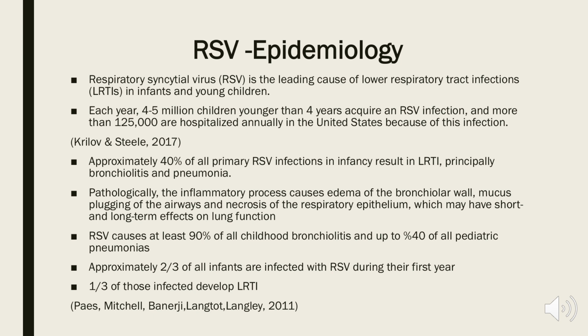Pathologically, the inflammatory process causes edema of the bronchiolar wall, mucus plugging of the airways, and necrosis of the respiratory epithelium, which may have short and long-term effects on lung function. RSV causes at least 90% of all childhood bronchiolitis and up to 40% of all pediatric pneumonias. Approximately 2/3 of all infants are infected with RSV during their first year. 1/3 of those infected develop lower respiratory tract infections.